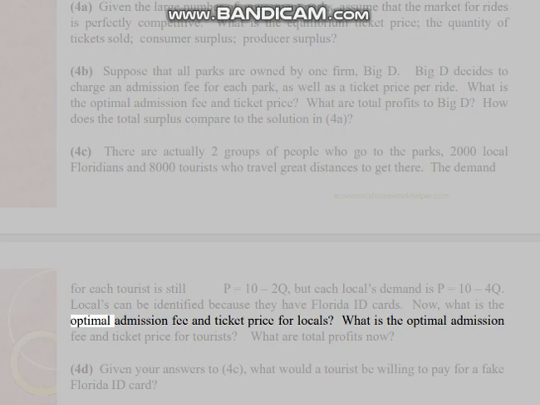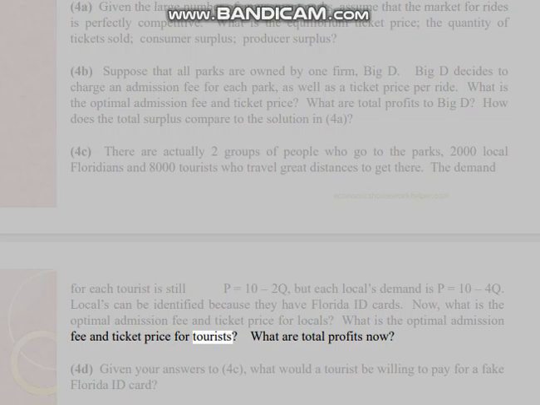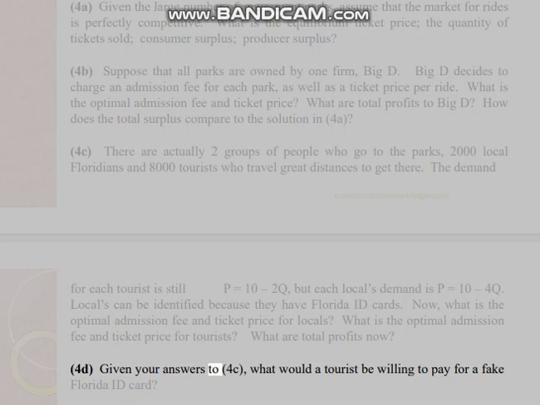Now, what is the optimal admission fee and ticket price for locals? What is the optimal admission fee and ticket price for tourists? What are total profits now? For D, given your answers for C, what would a tourist be willing to pay for a fake Florida ID card?